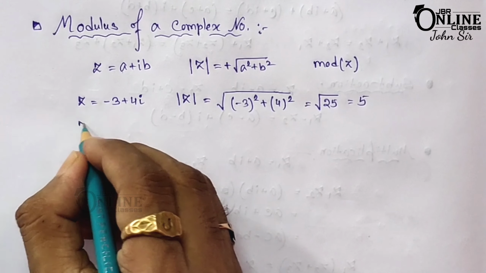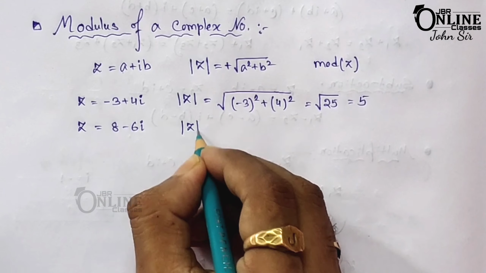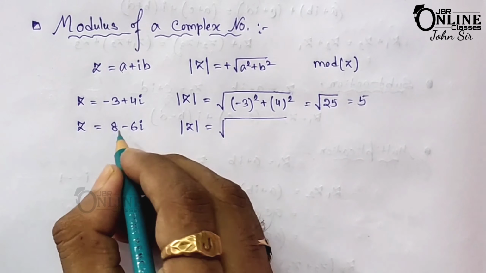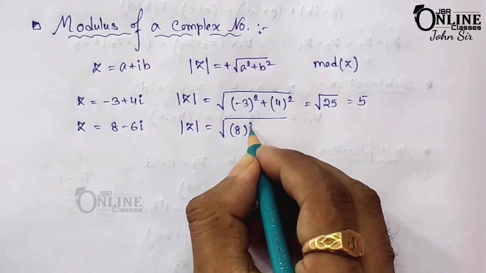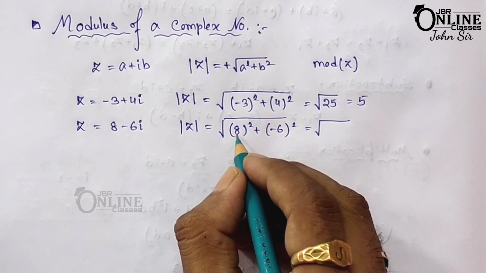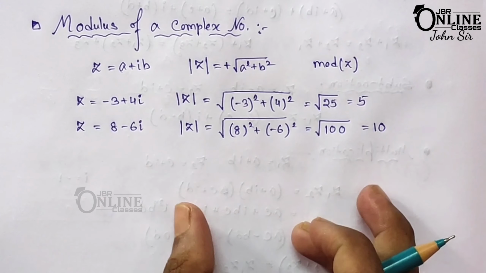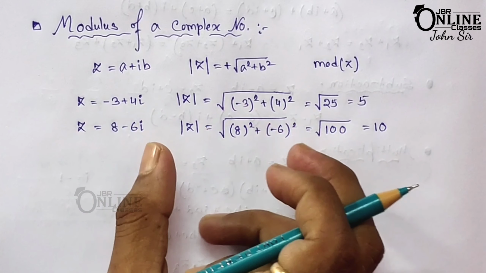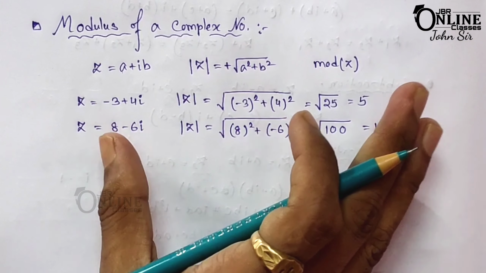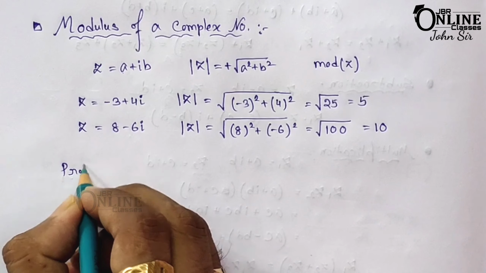Here is another example, 8 minus 6i. So mod z will be, 8 is a, so 8 square plus minus 6 whole square, that equals 64 plus 36, so it will be 100, which equals 10. In this way you can easily find the modulus of any complex number. Now here again some properties.